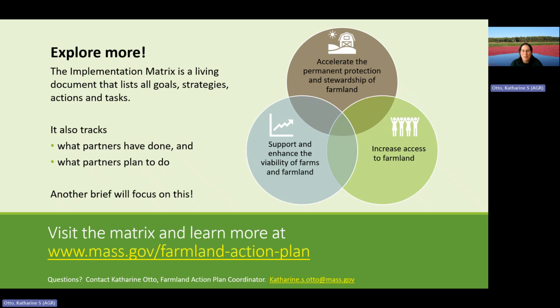So with that said, that's the end of a very quick overview for the protection section, and we'll go into the other two goals in the next two videos. What I do recommend, as I mentioned, is the implementation matrix. It is a living document that lists all goals, strategies, actions, and tasks. It also tracks what partners have been doing and also what they plan to do. We'll have another brief that focuses on this. So learn more by visiting the matrix and the plan itself on the Farmland Action Plan website.